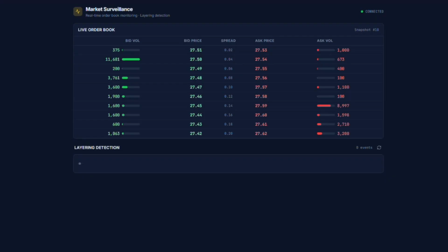A gray dot means no layering is detected. Yellow means the Stage 1 AI has flagged potential layering activity. Green means Stage 2 has reviewed that signal and determined it was a false positive or normal market behavior. Red means Stage 2 has confirmed a true positive and that layering is involved.